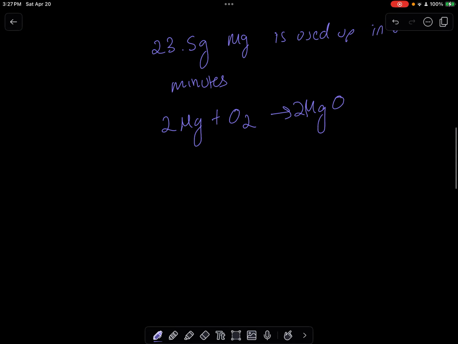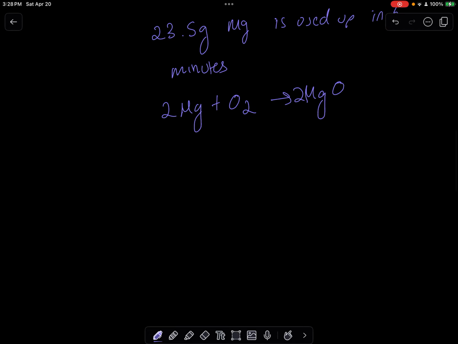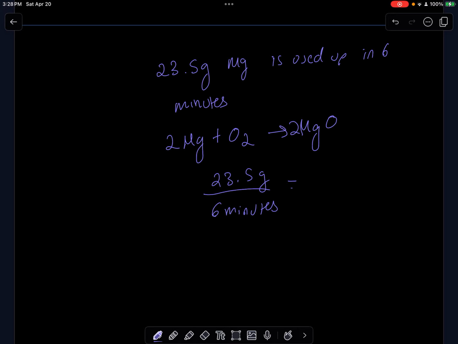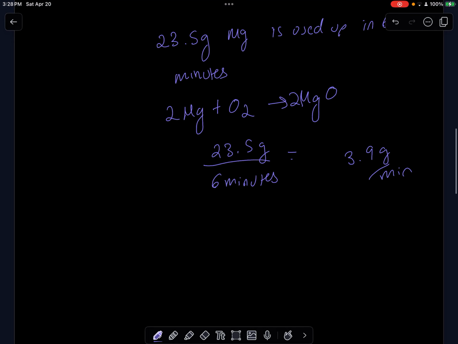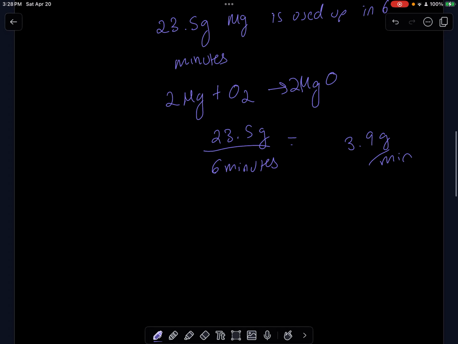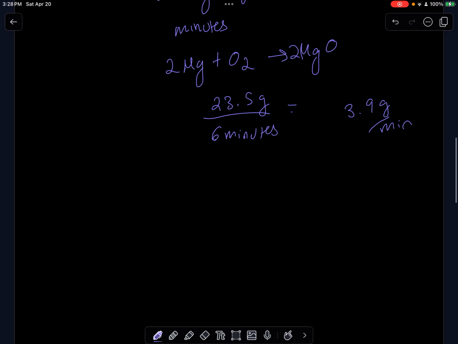Let's have a look at this reaction. What's going to be happening is we have 23.5 grams of magnesium and we have an excess of oxygen, and we're saying that 23.5 grams is used up in 6 minutes. Well, 23.5 grams, then we have 6 minutes. And so the rate of reaction is 3.9 grams per minute being used up. So this is a fairly simple example.